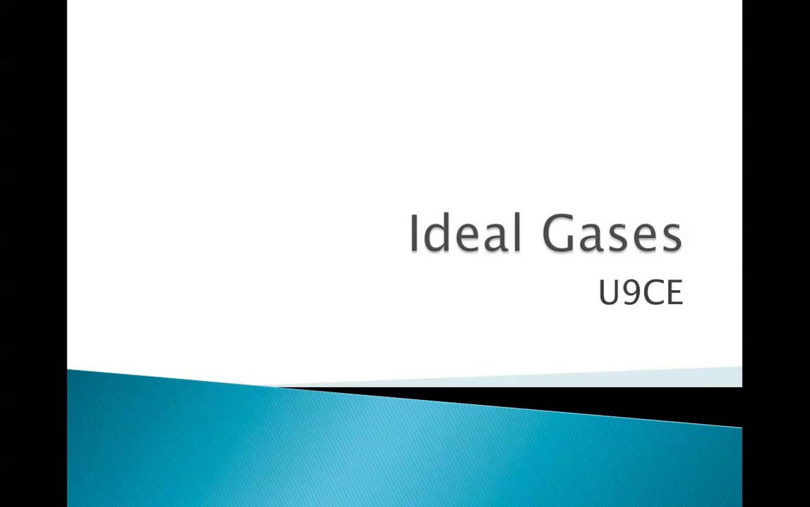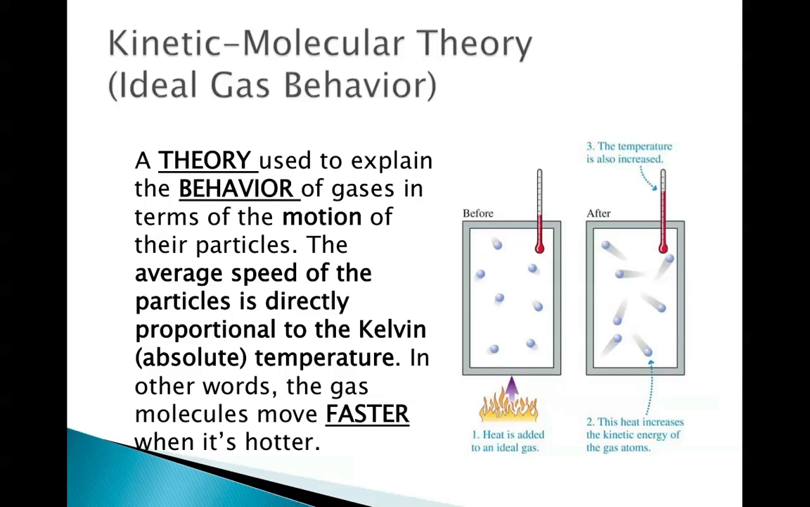All right, so far we've been talking about different phases of matter and phase changes. For the next couple of concepts, we're going to solely be focusing on gases, and today we're going to be distinguishing between an ideal gas versus a real gas. So the first thing we need to go over, though, is something called kinetic molecular theory, or KMT. This is ideal gas behavior. This is a theory used to explain the behavior of gases in terms of their motion.